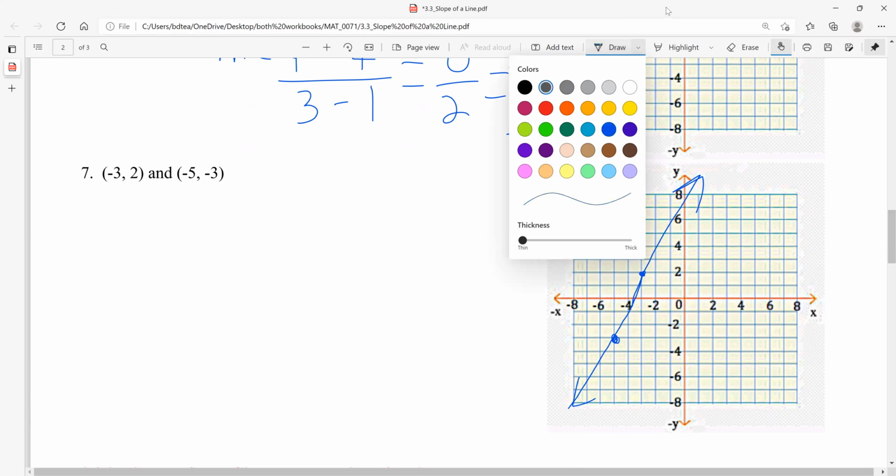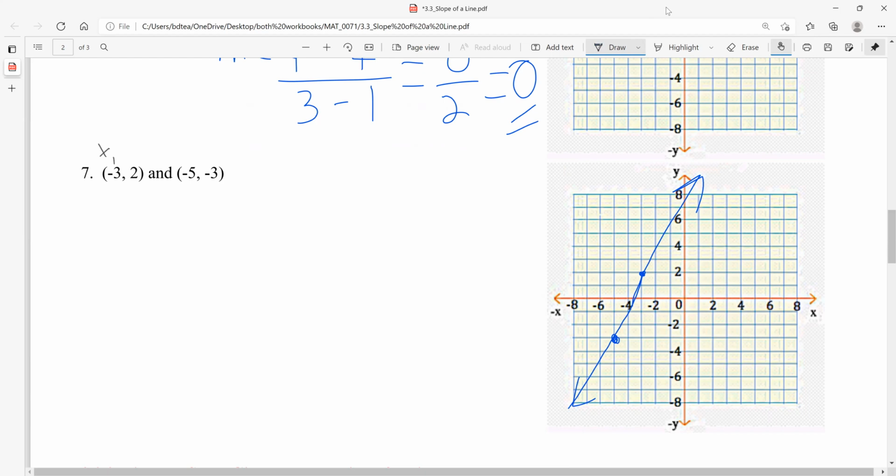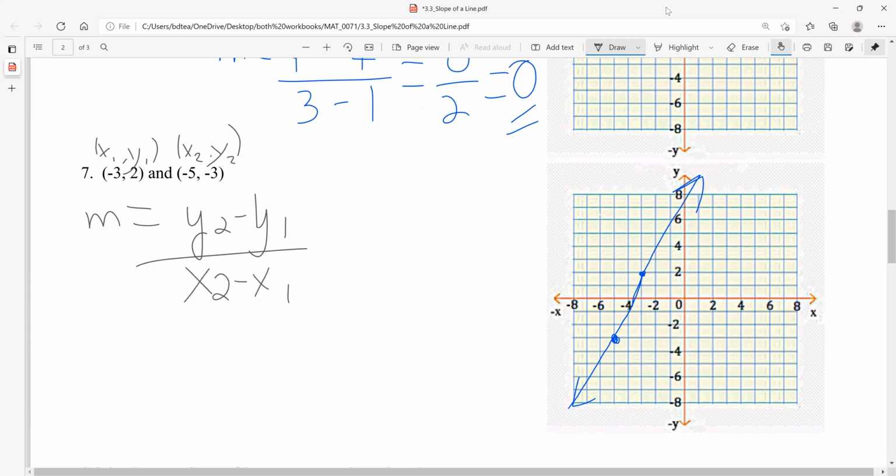Okay, I'm going to try to write up here. This is x sub 1, y sub 1. This is x sub 2, y sub 2. Put a comma between them. And then you have a slope. The slope is y sub 2 minus y sub 1 over x sub 2 minus x sub 1. These are subscripts here.